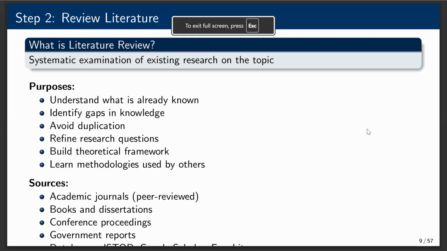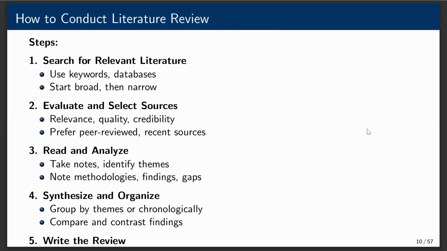So these are the various sources of literature. Please note it down. Now, how to conduct a literature review? What are the steps? The first step is to search for the relevant literature. Use keywords and databases.